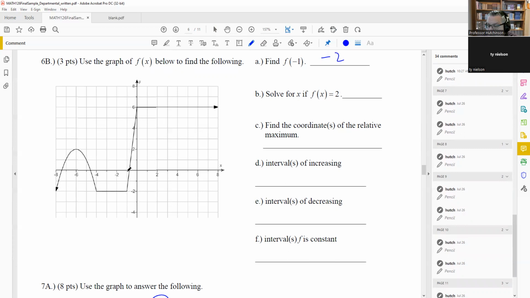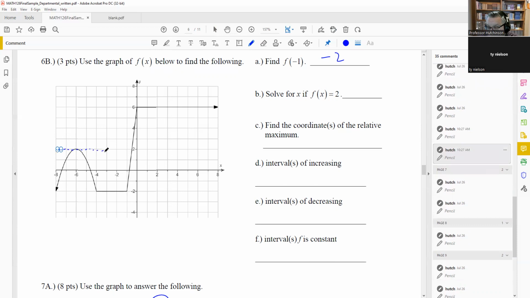-2 only. X is -1, y is -2. Solve for x if f of x equals 2. All right, so 2 would be a dotted line going across like this. So you want to read the values from the graph at each place. Now this first one, this is a -6.